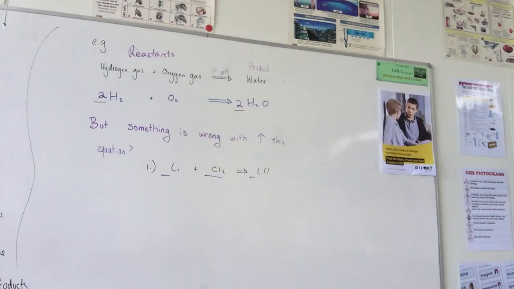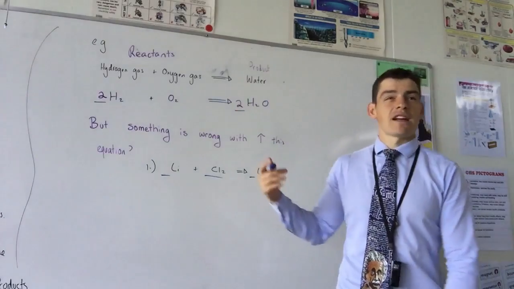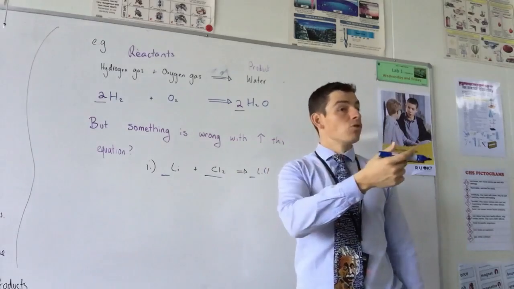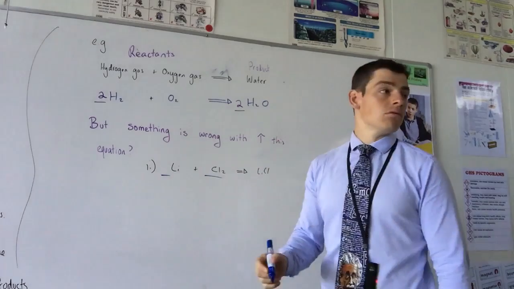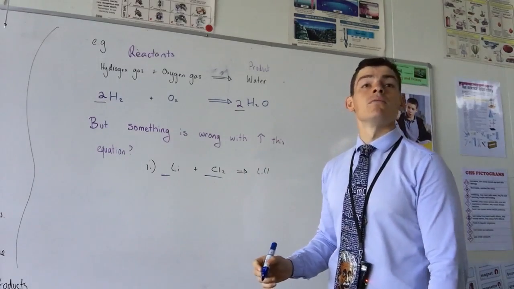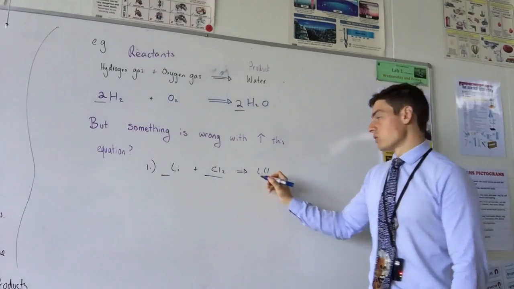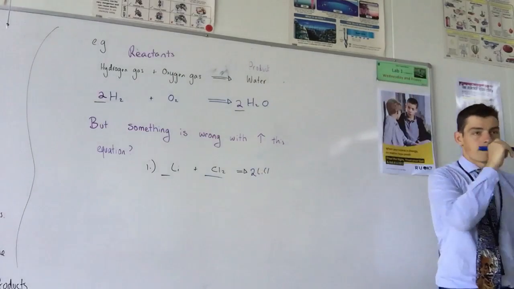Yep. There's too many chlorines in my reactant. Can I reduce the number of chlorines in my reactants? So what's the only thing I can do? Add more chlorines to my products. So how many do I want? How many chlorine do I want over here? 2. So I have to put a 2 at the front there, don't I? What's the problem with that? What have I done now?